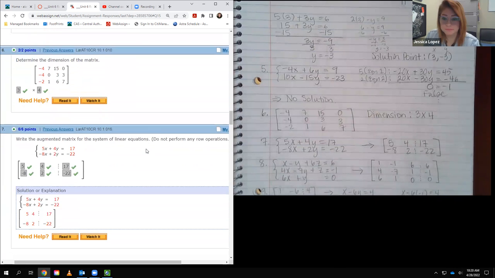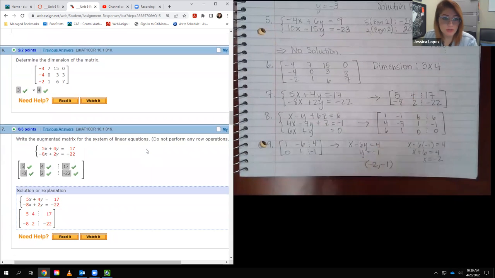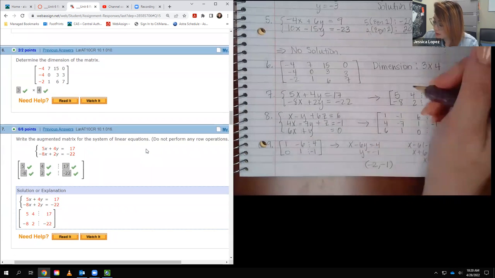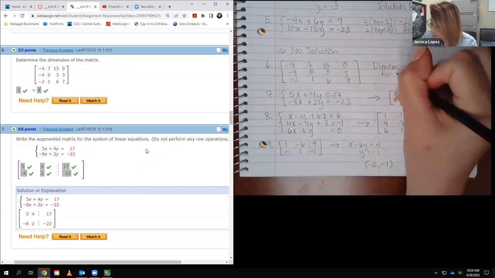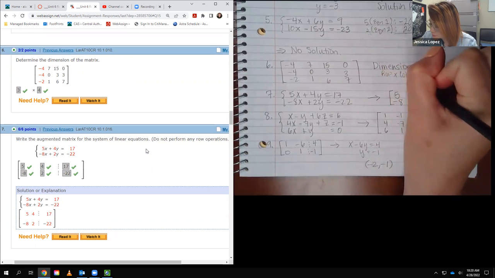Moving on, number 6. So here it is just asking me for the dimensions of the matrix. And you have to remember that it's always the number of rows by the number of columns.